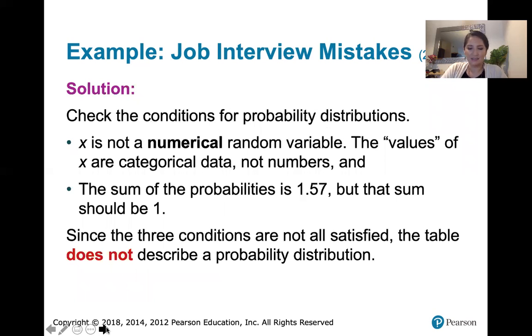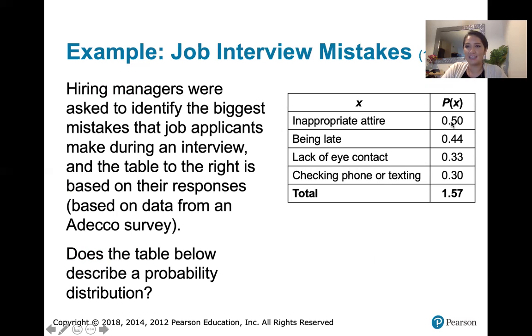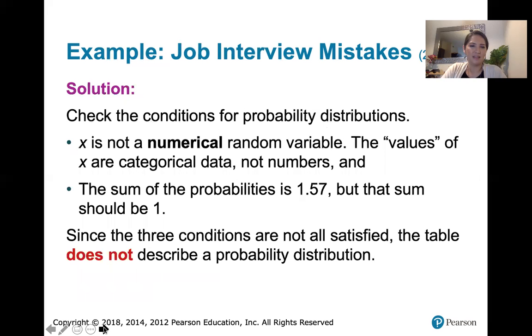Another condition that fails to hold is that the sum of the probabilities is supposed to be 1. And if we add 0.5 and 0.44 and 0.33 and 0.30, we get 1.57. So there's something a little fishy about these numbers. We might ask for more clarification about how these numbers were calculated and what they truly represent. So this is not a probability distribution. Since all 3 conditions are not satisfied, the table does not describe a probability distribution.